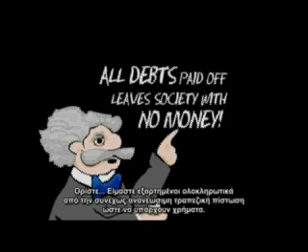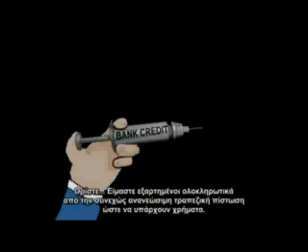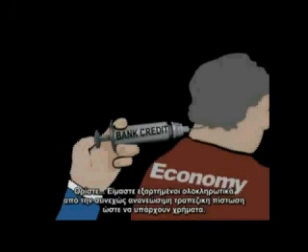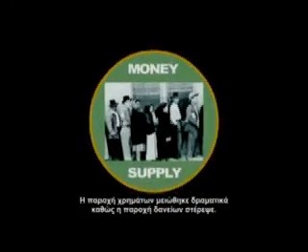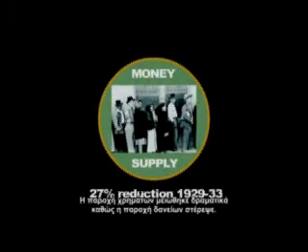There it is. We are totally dependent on continually renewed bank credit for there to be any money in existence. No loans, no money, which is what happened during the Great Depression. The money supply shrank drastically as the supply of loans dried up.